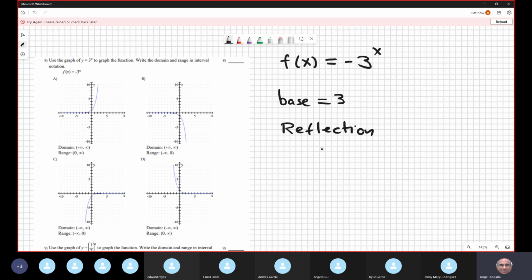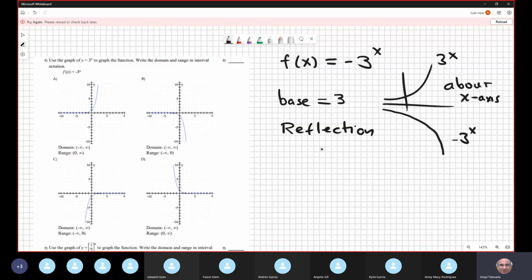So we have our famous exponential like that, like 3 to the x. But you are doing a reflection about the x-axis. So this exponential looks like that, minus 3 to the x, because this minus is like, you know, the x value stays the same, but the y value changes sign, it's the opposite sign, it's negative. So in my opinion, this is totally wrong.